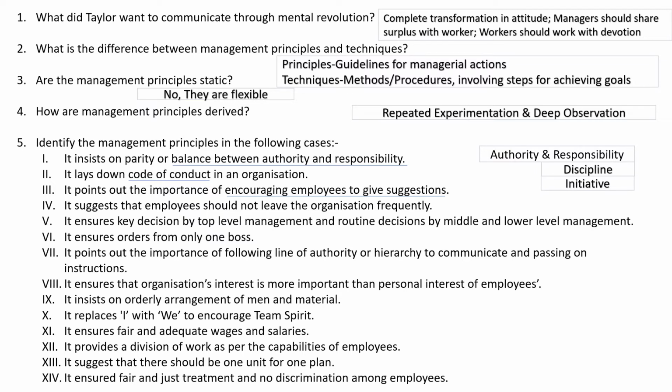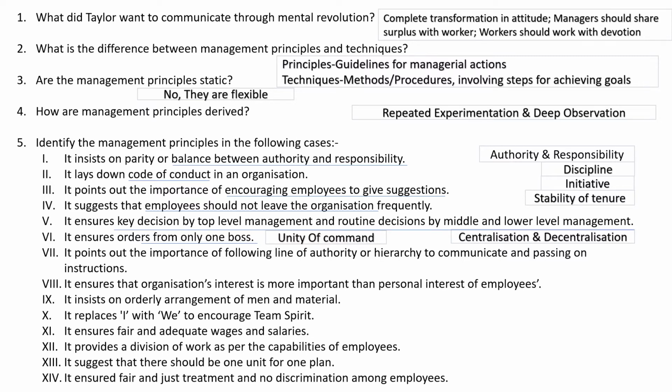It suggests that employees should not leave the organization frequently. That means stability of tenure. All right. Next, it ensures key decision by top level management and routine decisions by middle and lower level management. That means there is authority at all the levels of management. So this is centralization and decentralization. It ensures orders from one boss over one subordinate. That means unity of command.